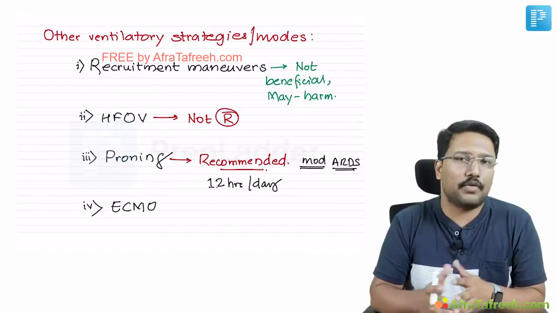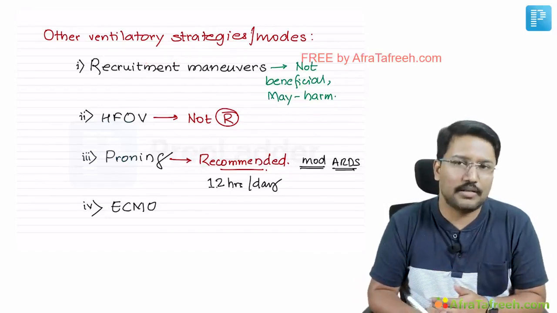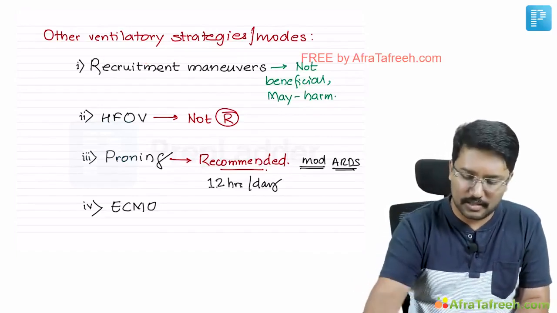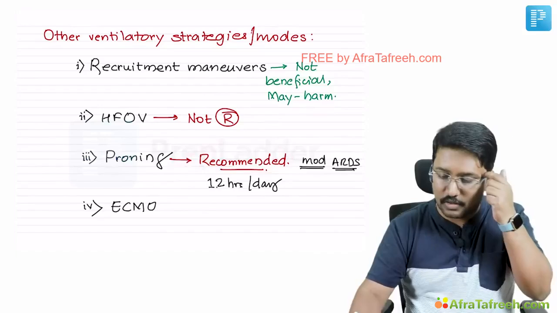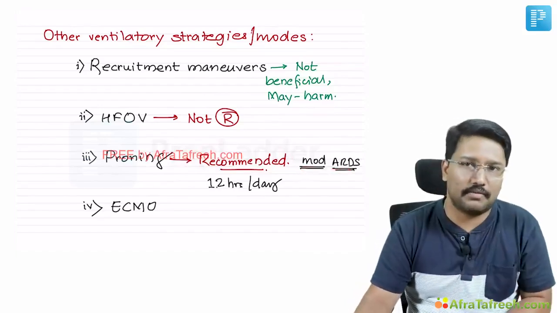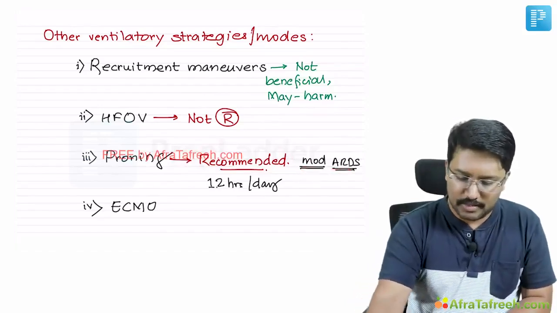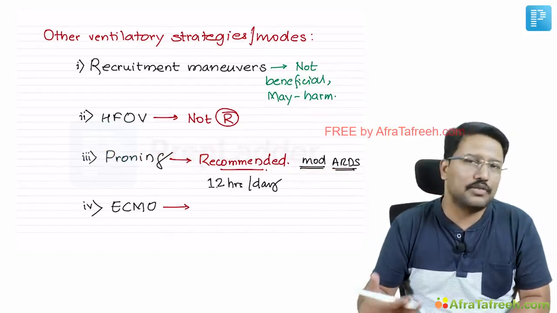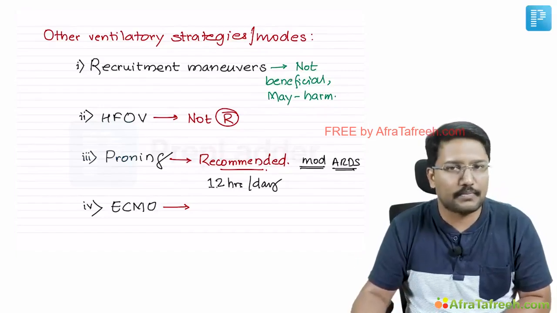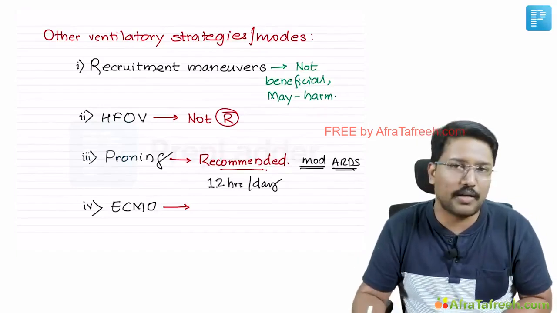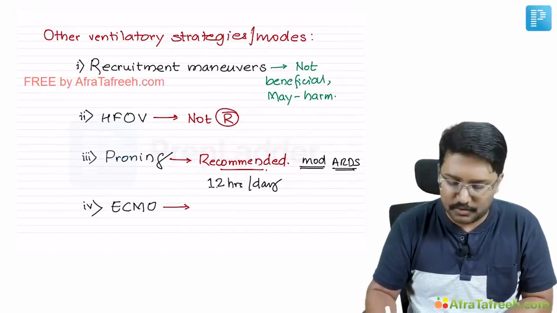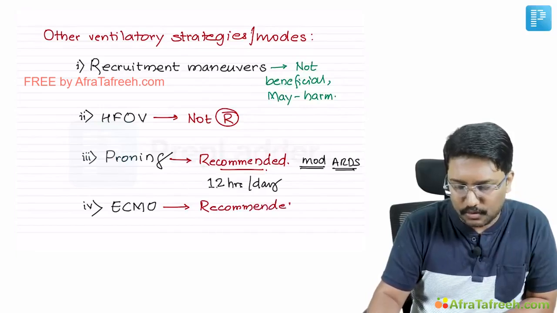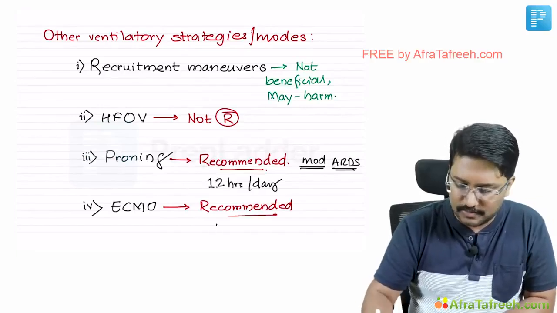So the evidence in favor of proning was slowly building up over several years, and COVID has definitely catapulted our understanding of the benefit of proning. So proning is currently recommended for ARDS, not the mild one, but moderate ARDS, it is definitely recommended. Similarly, you have to also remember that when I recorded my earlier version of the ARDS video, I said for ECMO there is no evidence of mortality benefit. But now we do have some evidence of mortality benefit, especially after the COVID pandemic.